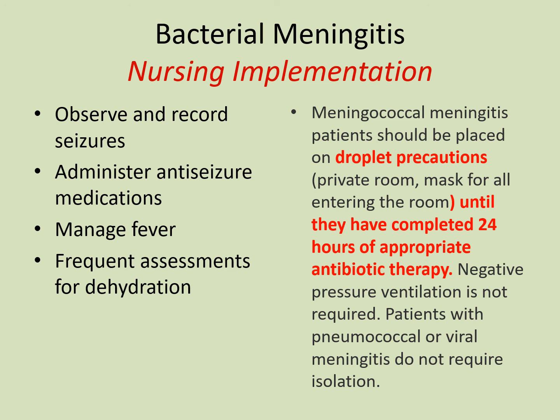Meningococcal meningitis patients should be placed on droplet precautions. Okay, that means a private room. That means a mask for everyone entering the room. And generally, they will be on isolation precautions, droplet precautions, until they have completed 24 hours of the appropriate antibiotic therapy. It is not necessary that they be in a negative pressure ventilation room.